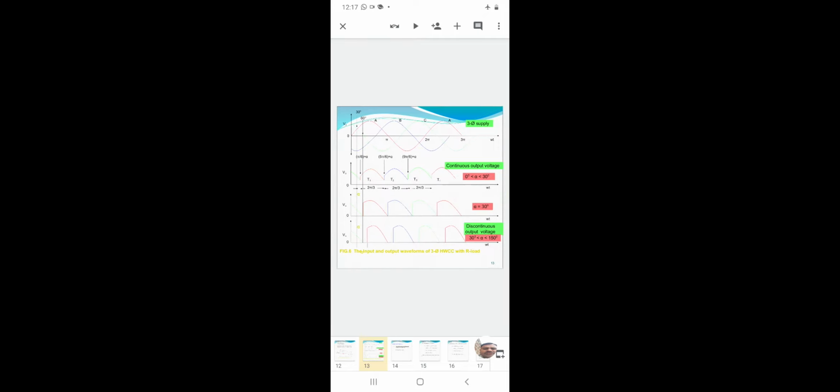This is the conduction sequence. You have to draw the figure. This output waveform is already uploaded on the YouTube channel, and this is the circuit diagram for the resistance load.